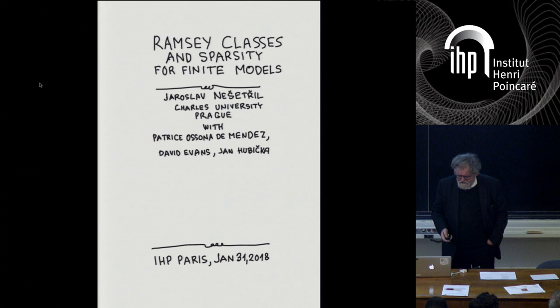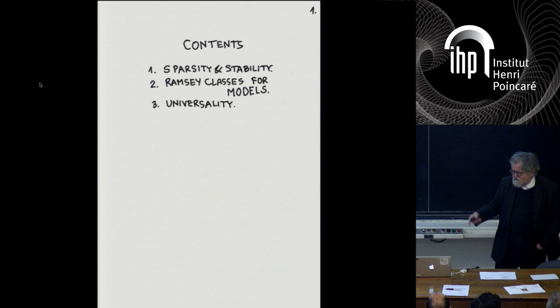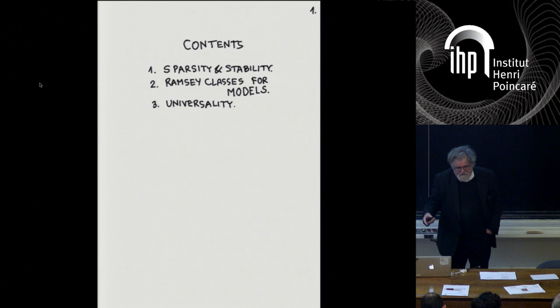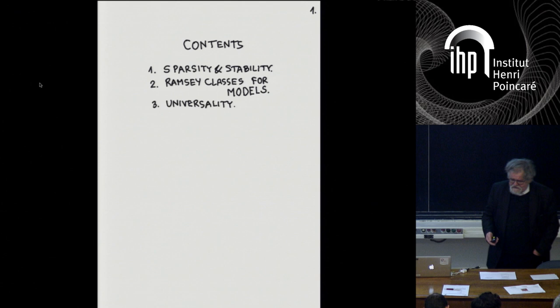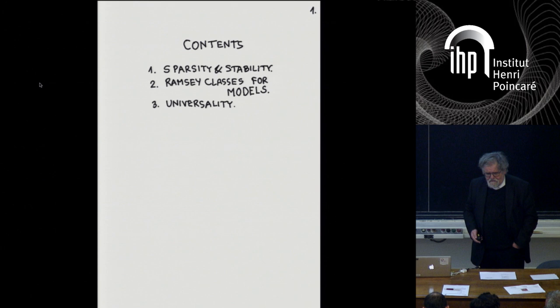So let's start with sparsity. People still ask me what these stupid nowhere dense classes are. So let's start with the definition of it. The lecture will have three parts. I will speak about the sparsity and stability, basically explaining this stability context. Then about the Ramsey classes for models, including explaining the difficulty and significance of having a Ramsey theorem for both relations and functions or operations. And I will finish with some comments on the whole thing about universality.